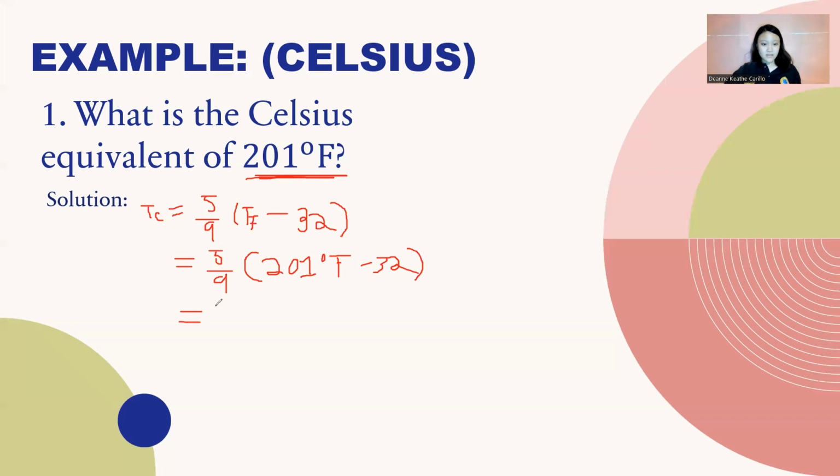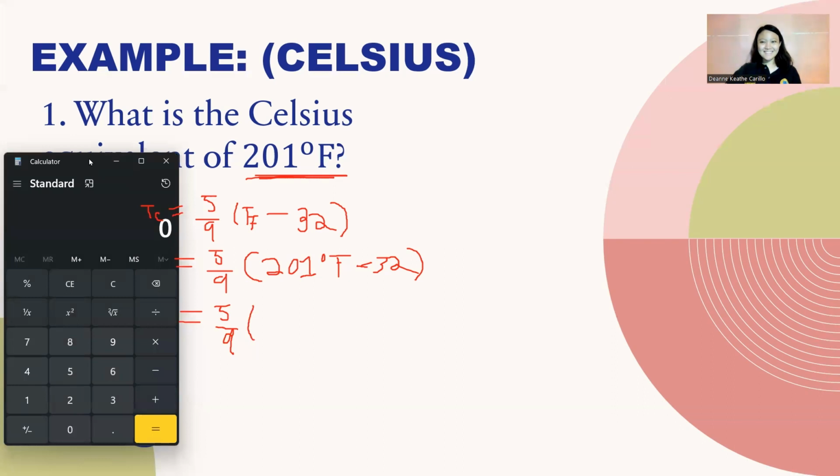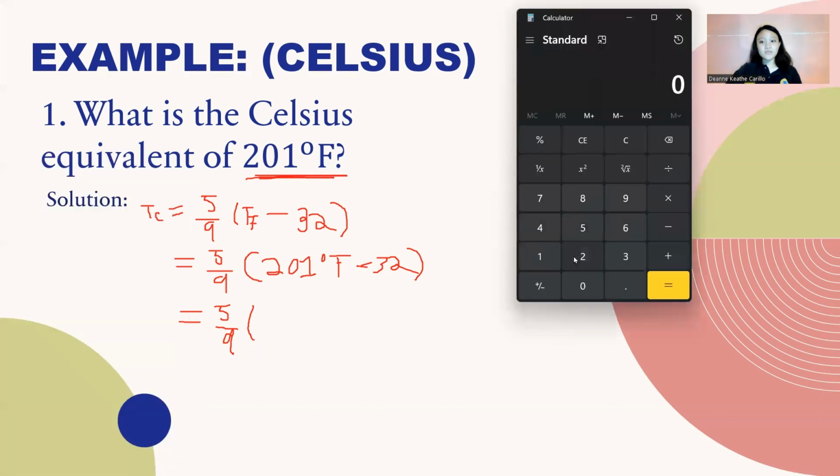So let's proceed to the next step. What we should do next is bawasan or i-minus natin siya to each other. Let's use our built-in calculator. 201 minus 32 is equal to 169. And let's not forget the Fahrenheit scale.